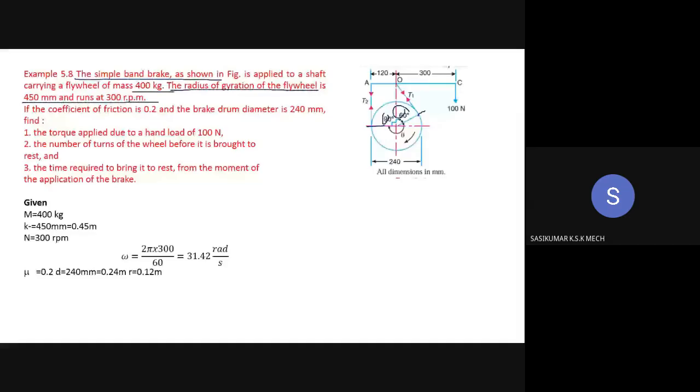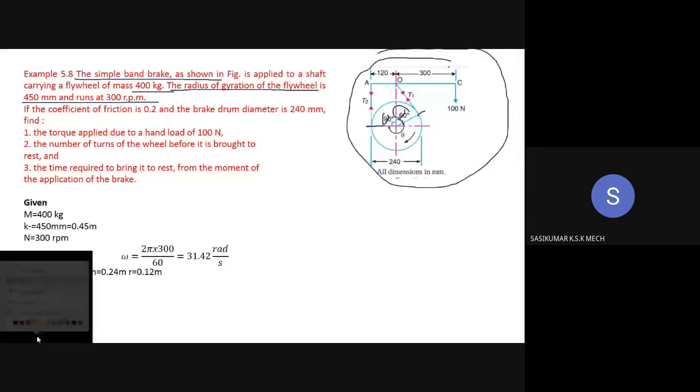I think for some time the screen is not shared with you. So let us have this. This is the next problem, the simple band brake problem, which is shown here, and the problem is like this.